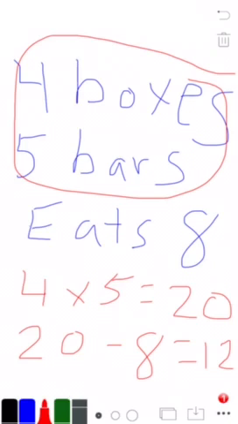Do you see how we had to work that problem in 2 steps? First of all, we had to multiply to find our total amount. Then we had to subtract the amount that was being taken away. So keep that in mind when you take the quiz in just a few minutes. That is the last thing that I want to review.